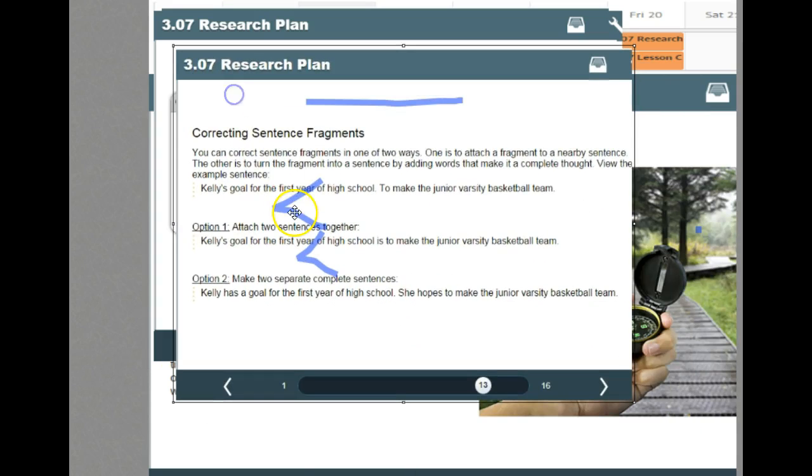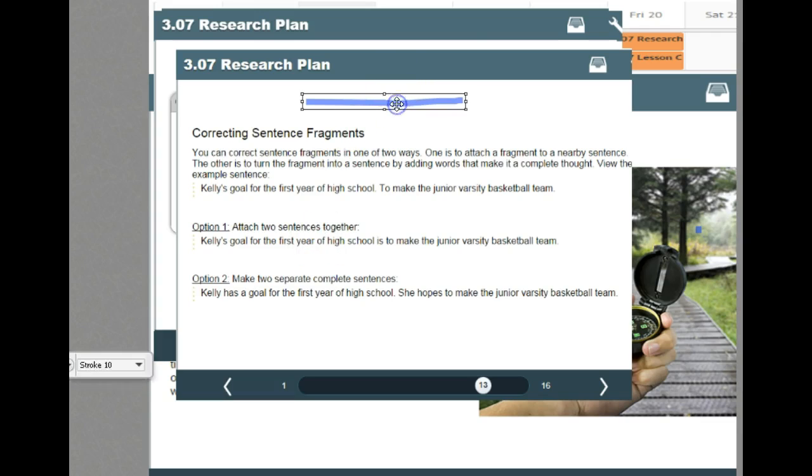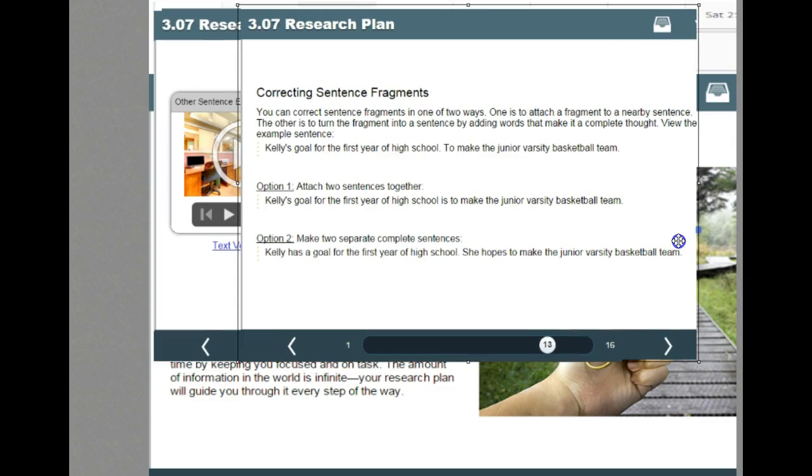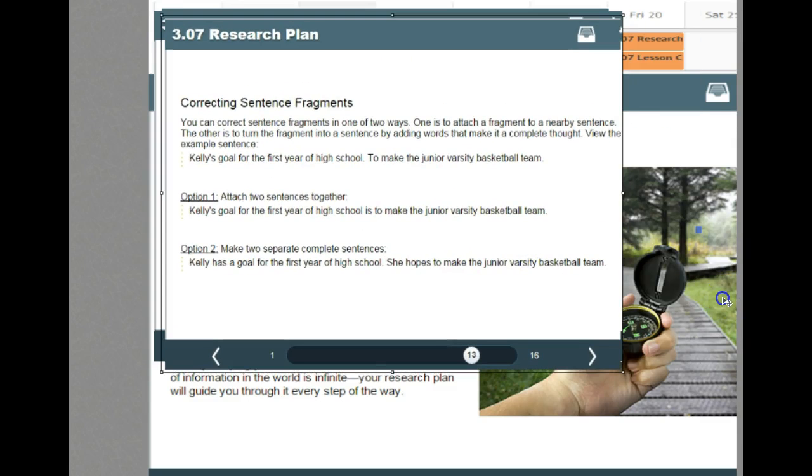All right, and they give you practice for it. And if this practice doesn't help, you can use any of the tools I've shared in class, or you can look online for more information. But you should be able to correctly identify how you correct fragments. You do it in two ways. You either attach a fragment to a nearby sentence, so it then becomes a clause on that sentence, or you can add more words to it so that it ends up being a complete thought. So you need to know how to correct fragments.